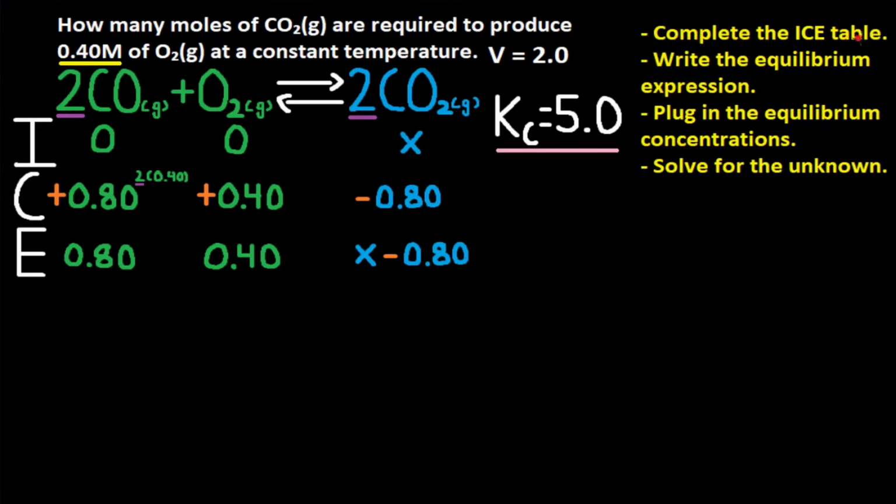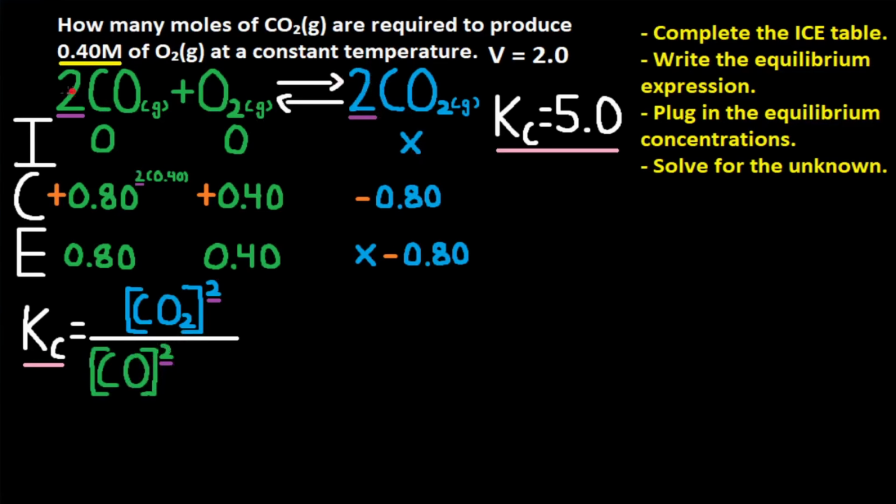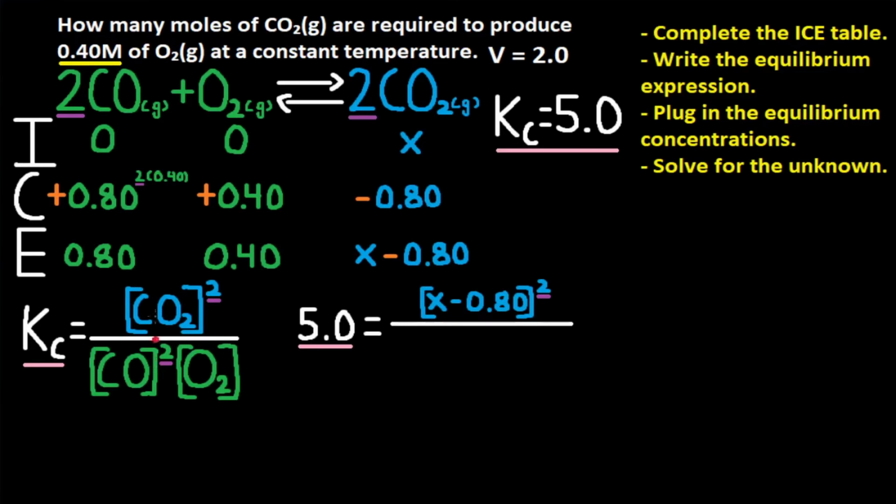Now that we completed the ICE table, we write the equilibrium expression. So Kc is equal to products divided by reactants. So we have CO2 to the power of 2, since it has a coefficient of 2, divided by CO to the power of 2, since it has a coefficient of 2, multiplied by O2. So let's plug in the numbers available. We have Kc is equal to 5.0, and then we plug in the equilibrium concentrations. So for CO2, we have x minus 0.80. For CO, we have 0.80. And for O2, we have 0.40.